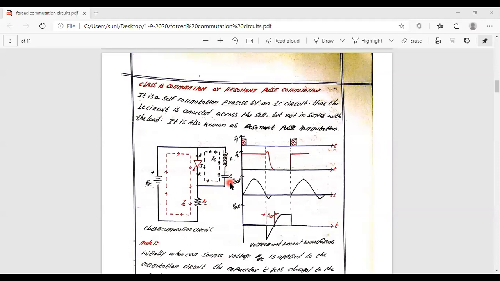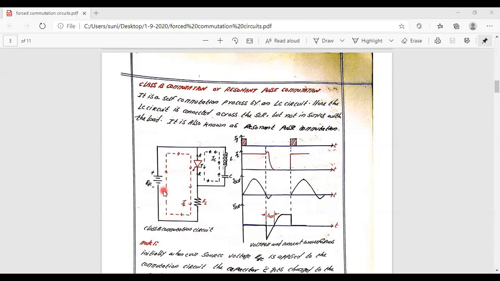After that, in mode 2, we give the triggering pulse for this device. Whenever the triggering pulse is provided, the device comes into conduction. When the device conducts, two currents flow through the circuit. One is the load current, represented by the red dotted arrow, from supply positive to the switching device, to the inductor, and to supply negative. This is the main load current.